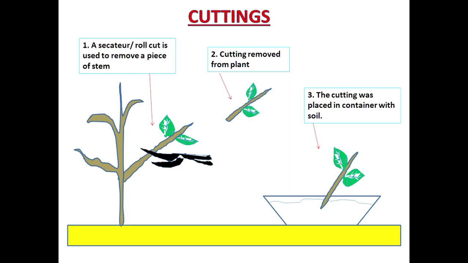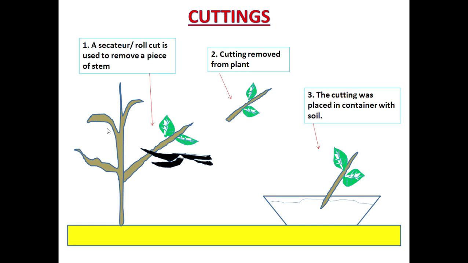So this diagram here explains how a cutting is done. Of course, you will select your plant. So number 1, you select your plant that you want a plant from. Remember now that this will give you an identical plant to the parent. So you have a nice hibiscus plant and you want another plant looking just like that plant, then of course you select the plant.